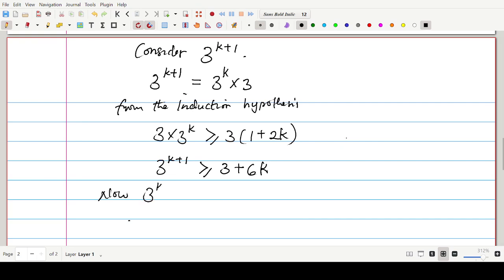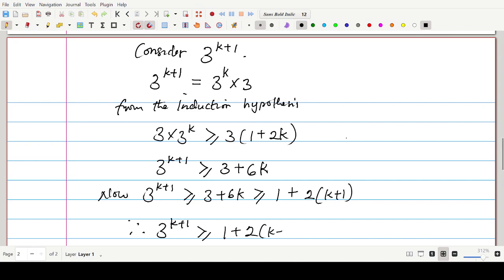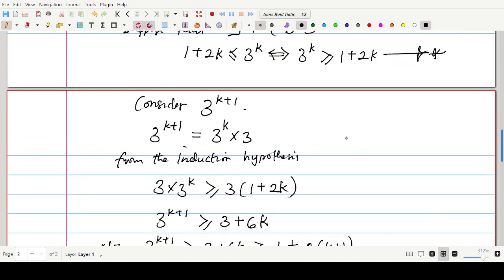I can say now 3 to the power k plus 1 is bigger than or equal to 3 plus 6k, and this in turn is bigger than or equal to 1 plus 2 times k plus 1. All right. By transitivity property of inequality, this can be written as 3 to the power k plus 1 is bigger than or equal to 1 plus 2 times k plus 1, which was the assertion originally.